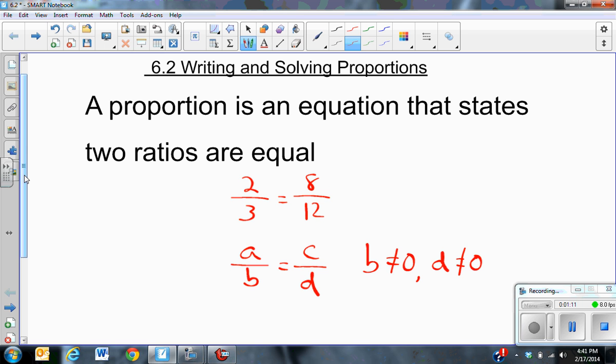Okay, so you all understand what a proportion is, nothing more than two equal ratios. And by the way, any number can be written as a ratio. I could write 5 as a ratio, right? How would I write 5 as a ratio? Remember, a ratio is a fraction. If you're thinking 5 over 1, you're correct. Now I've written it as a ratio.